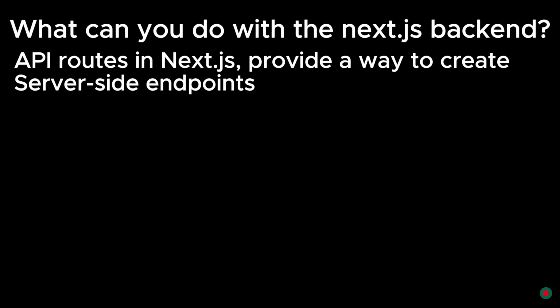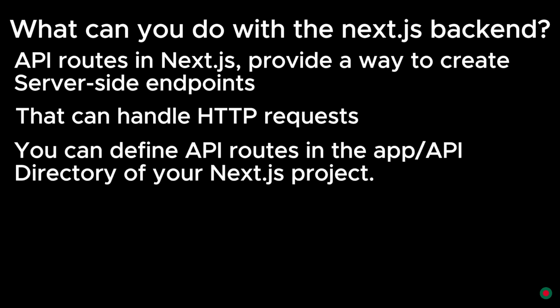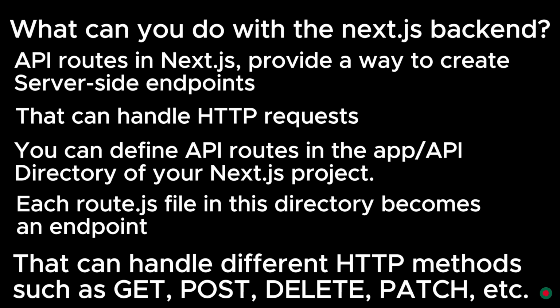What can you do with the Next.js backend? API routes in Next.js provide a way to create server-side endpoints that can handle different HTTP requests. You can define API routes in the app/api directory of your Next.js project. Each route.js file in this directory becomes an endpoint that can handle different HTTP methods such as GET, POST, DELETE, PATCH, etc.